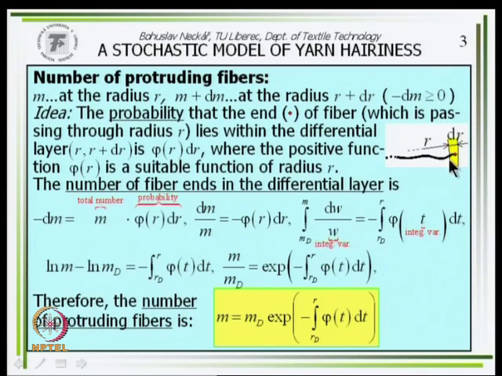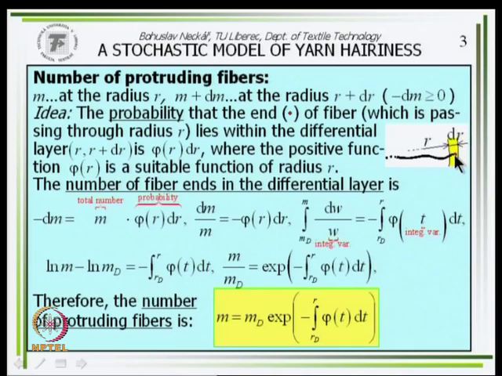What it means is shown in this picture. Let's imagine a fiber which is protruding to some general radius R, this black fiber. What is the probability that its end will be immediately after protruding through radius R, in a differential layer from R to R plus dr? Schematically, what is the probability that the end point of this fiber is lying in this yellow differential layer?